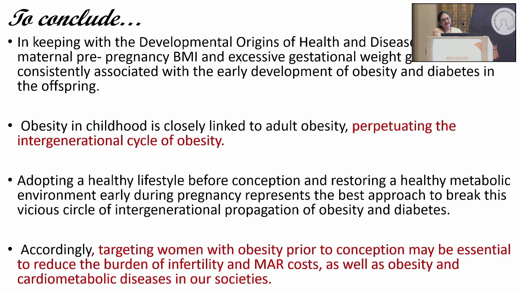So adopting a healthy lifestyle before conception and restoring a healthy metabolic environment during pregnancy represents the best approach to break this vicious cycle of intergenerational propagation of obesity and diabetes. Accordingly, targeting women with obesity prior to conception may be essential to reduce the burden of infertility, ART costs, as well as obesity and cardiometabolic diseases in the society. It reflects in the society also.